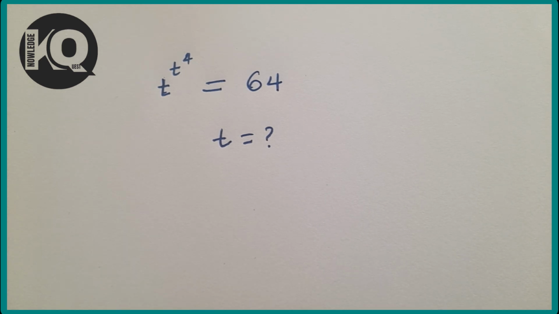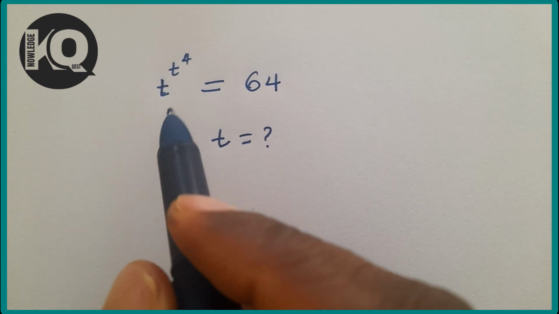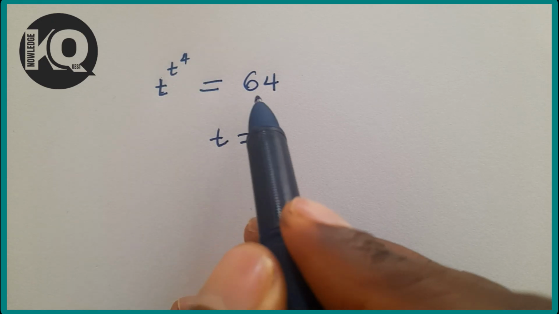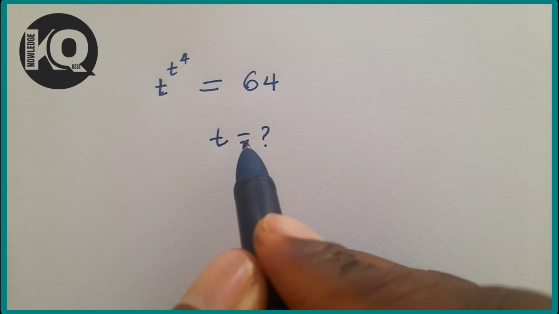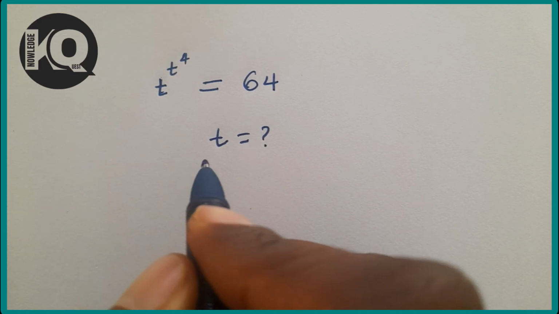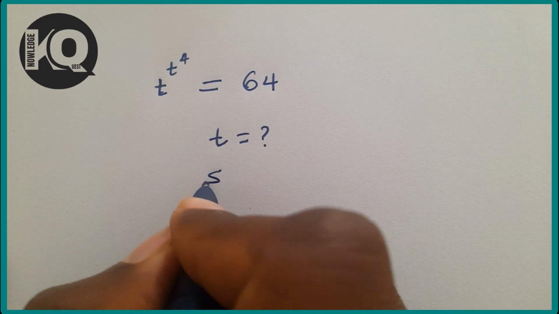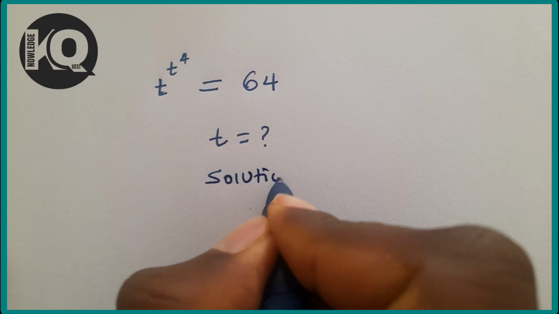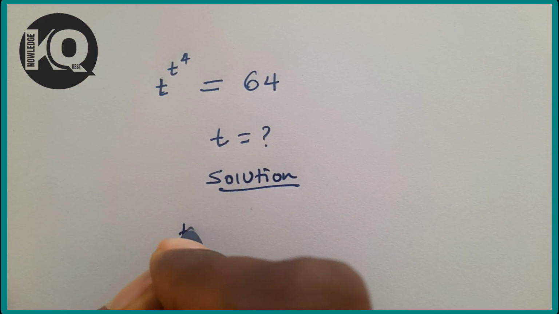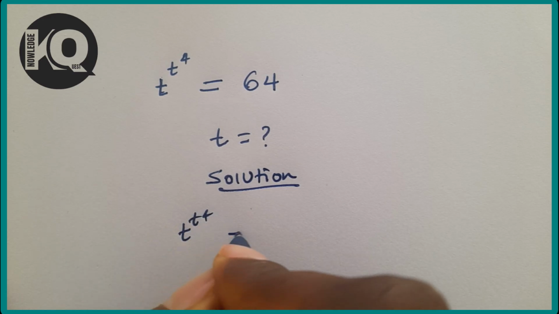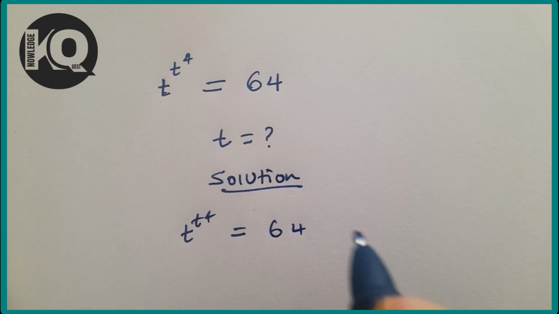Hello everyone, welcome to solve this problem, which is t power of 4 equal to 64, which is an exponential equation. Find the value of t from the equation. Solution. So we have t power of 4, which is equal to 64.